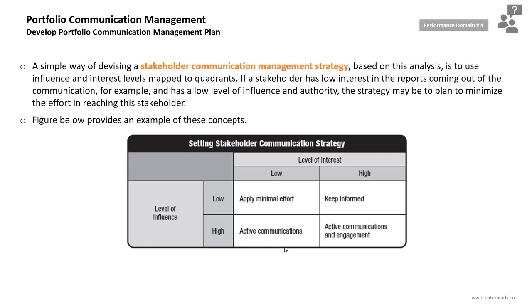Now, how will you benefit from this stakeholder communication management strategy? If you have a stakeholder with a low level of influence and low level of interest, you can apply minimal effort. Low influence and high interest, you need to keep informed. High influence and low interest, you need to have active communications, while high interest and high influence, you need to have active communications and engagement.